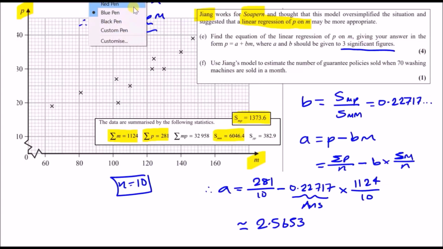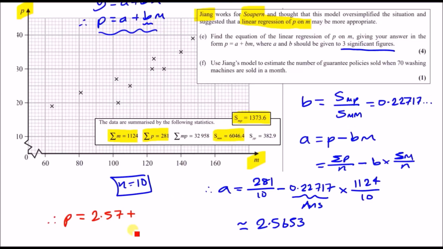So therefore, the equation they want: P should equal, and remember we had a plus bM, so 2.57 plus the b value, 0.227 M. And that's it. That's 4 marks for that, so that's done.